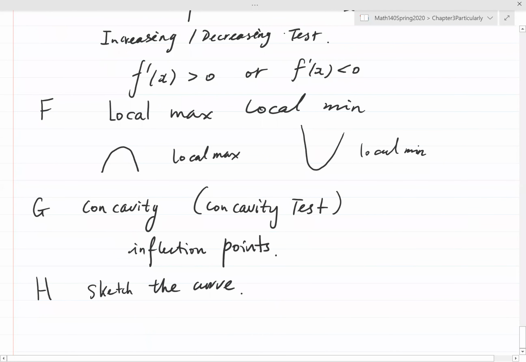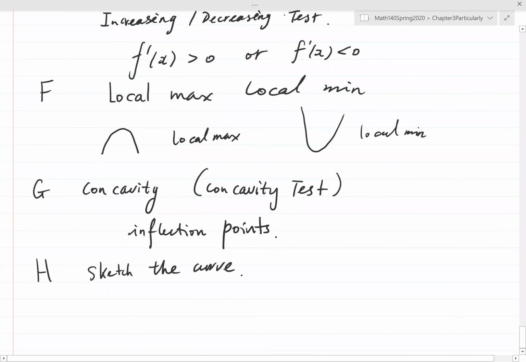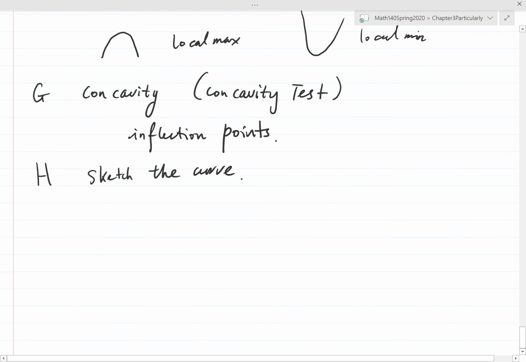The concavity test says if the second derivative is positive on an interval I, then the graph is concave up. If the second derivative is negative, then the graph is concave down. Then local max and local min, for which we use the first derivative test. Once we have all the information, we combine all the pieces together and sketch the curve. Now we will do some examples of curve sketching.